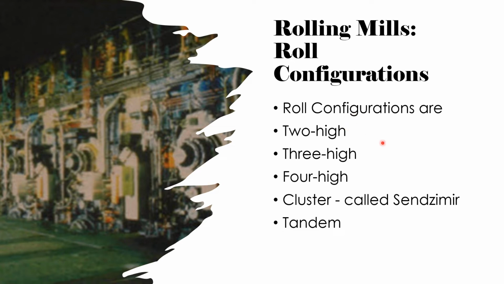Then we're going to consider the rolling mills, and of course your roll configuration. So rolling mills, we have different ones. The very first ones are 2 high, 3 high, 4 high. And we also have cluster, and for the cluster we give a name, Sendzimir, and then your tandem. So we use different configurations: 2, 3, 4, cluster and tandem. Tandem is like you use them together.